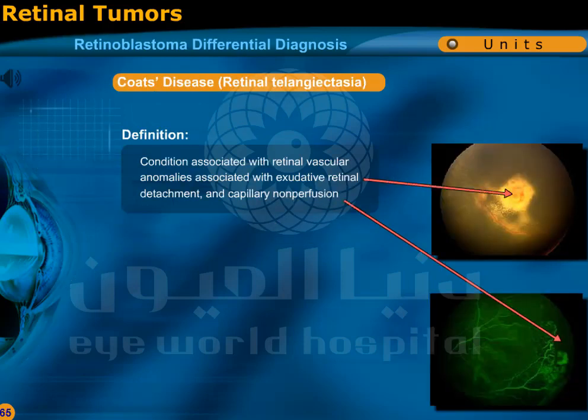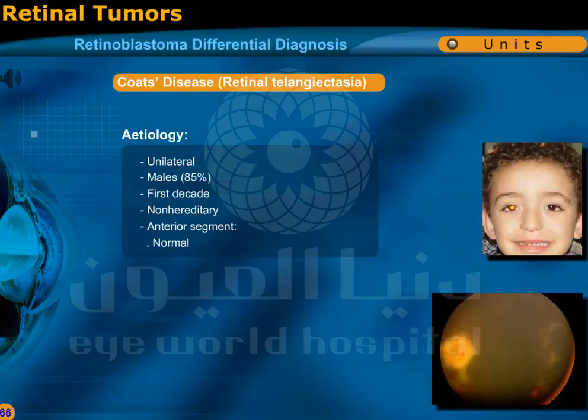Coats disease, retinal telangiectasia. This is a condition associated with retinal vascular anomalies, associated with exudative retinal detachment and capillary non-perfusion. Retinal telangiectasia is a unilateral disease, affecting males 85% in the first decade. It is non-hereditary with a normal anterior segment.